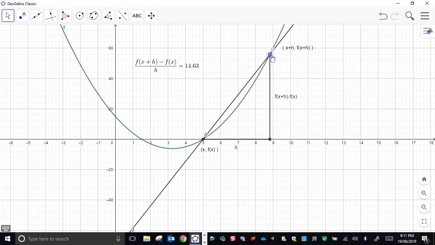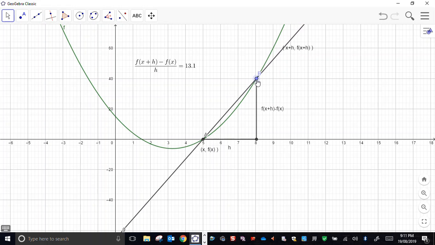I could do a much better job if I bring this closer. So if point B is sitting here, then, for some reason my label didn't move, that's a bit annoying. Now I've got a vertical difference of 40 and a horizontal difference of 3. 40 divided by 3 is about 13. Well, that's not exactly 40, this is a bit rough. So there's my gradient of the secant, it's 13. It's less than it was.